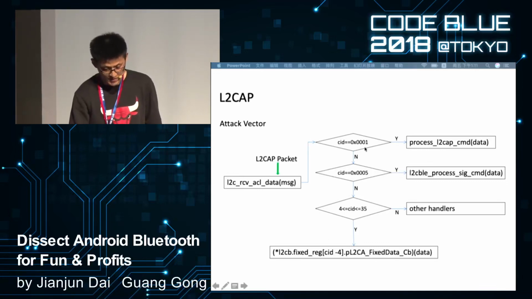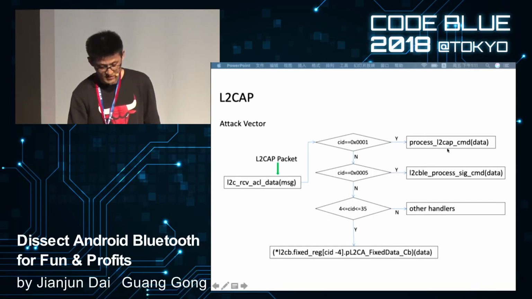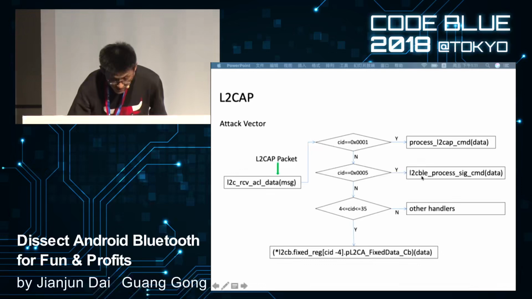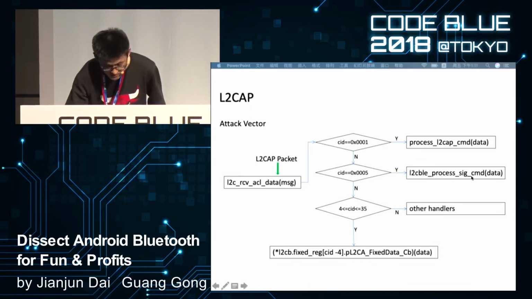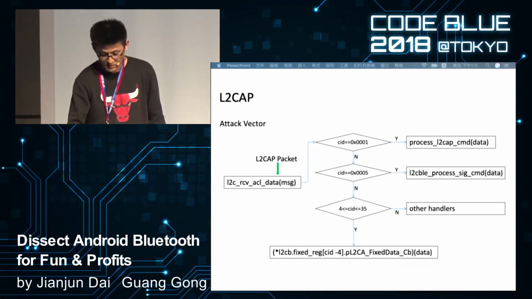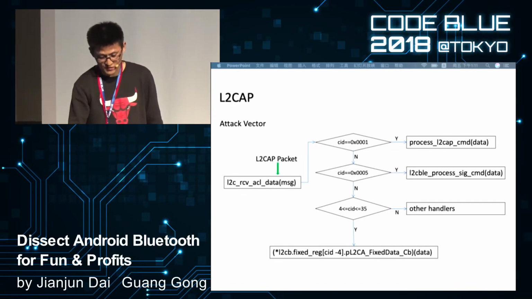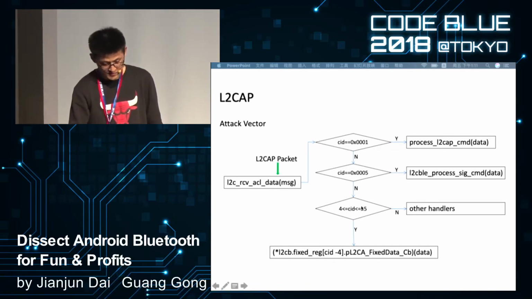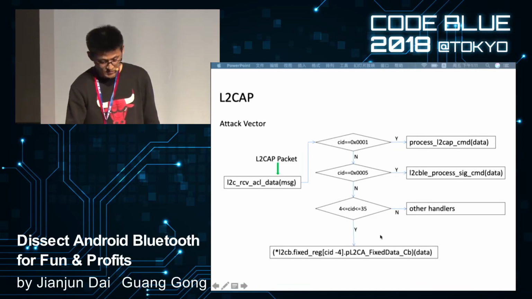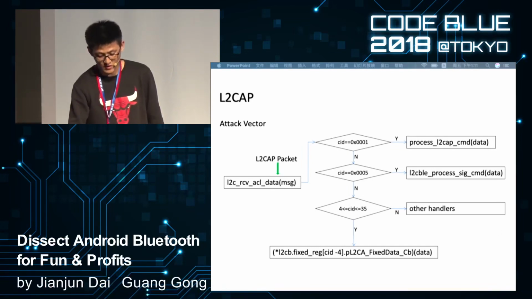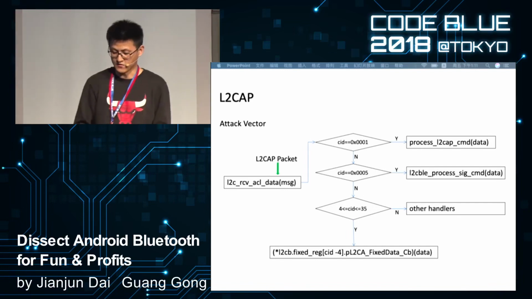If the CID is 1, it will enter process L2CAP CMD. Or if it is 5, enter L2CBLE process sig CMD. Or if it is between 4 and 35, invoke the corresponding register function. Or not, invoke other handlers. Okay, that is the data processing flow.